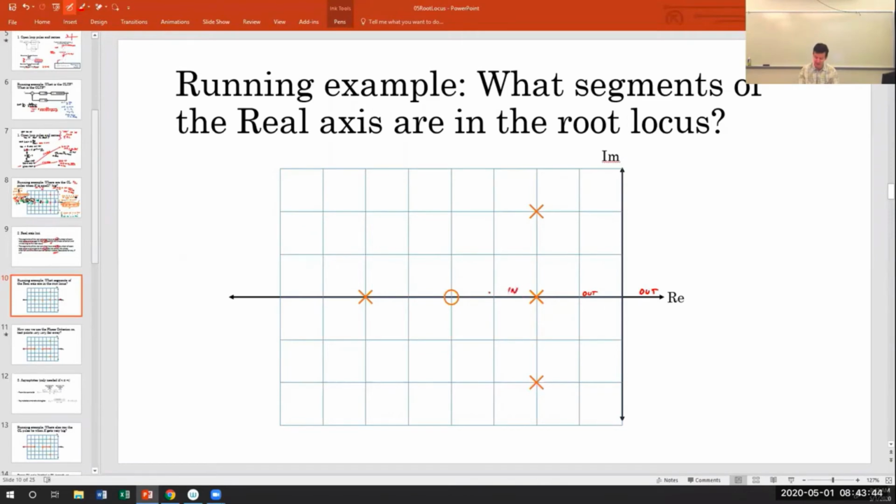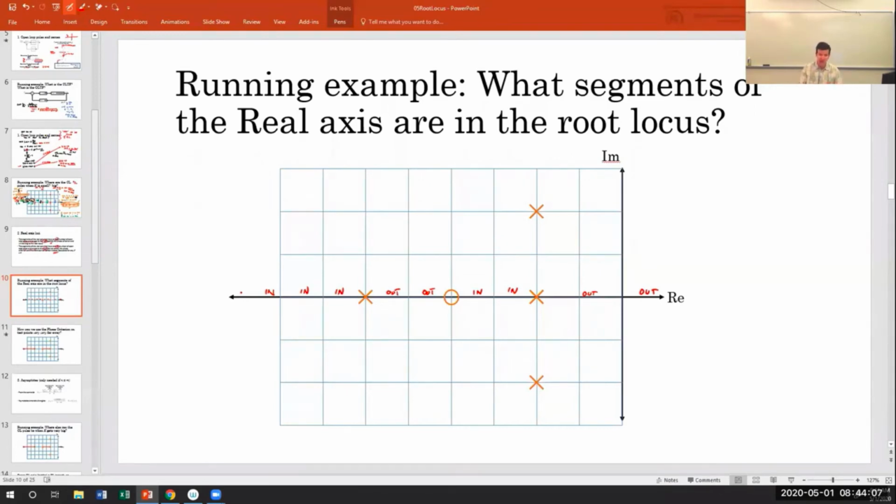So all of these points are in. All of these points are in. Once I cross this O, I've got 4 things. I've got the O and 3 X's, so this is now out again, still out. And now I've got 5 X's and O's to the right, and so this is now in forever. We don't typically write out, in.